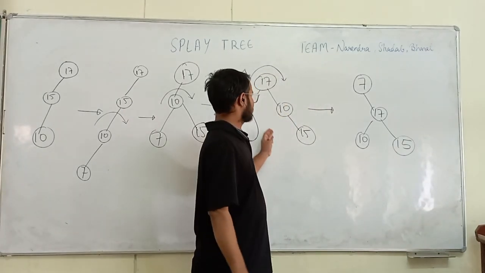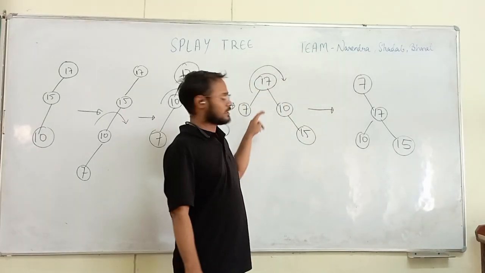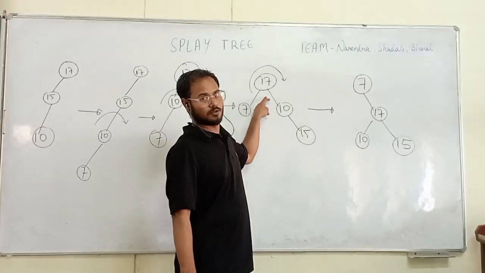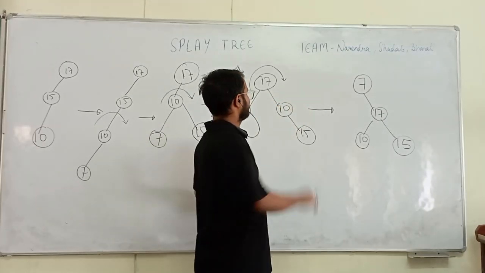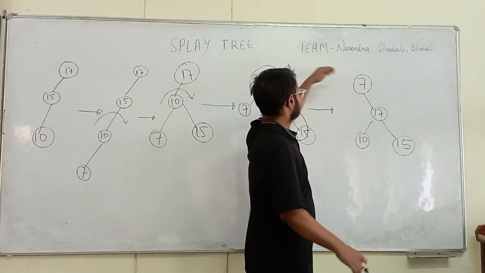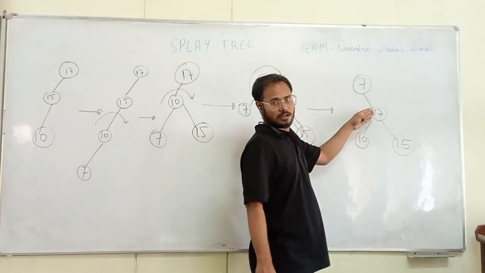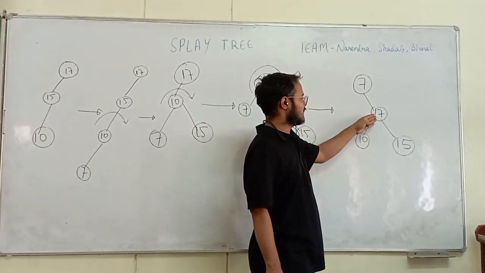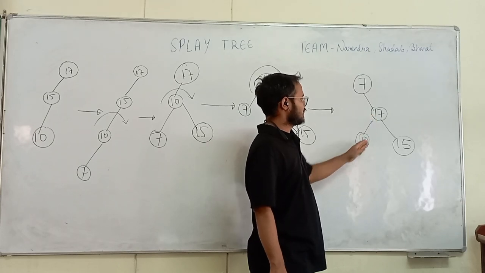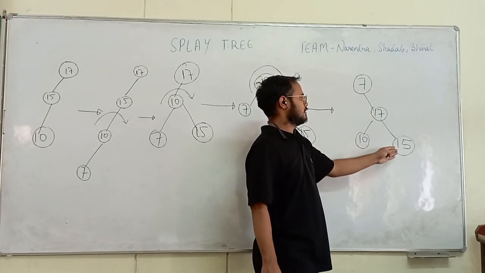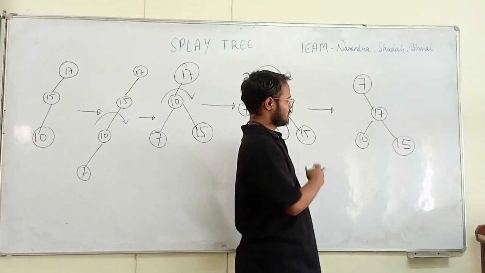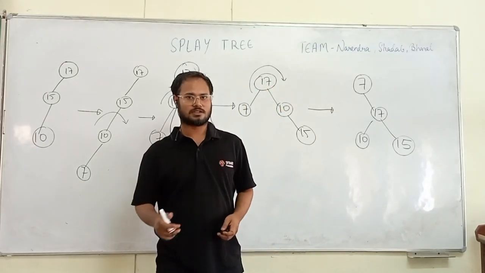So at last, now we will check whether 7 has come to the root node. No. Then again we will do a zig rotation, and 7 will come here, and 17 will go to the right child, and 10 to the left child, and 10 will be the right child of the tree. So this is how insertion works.